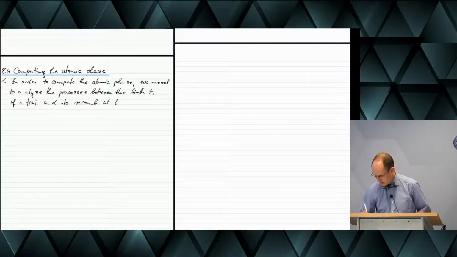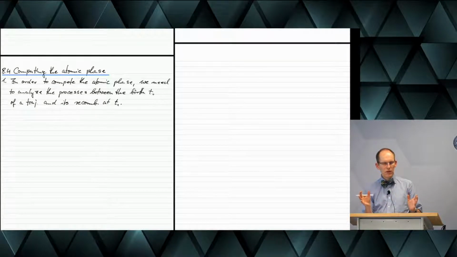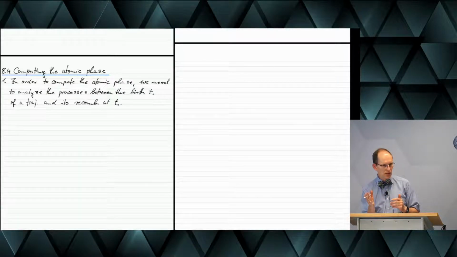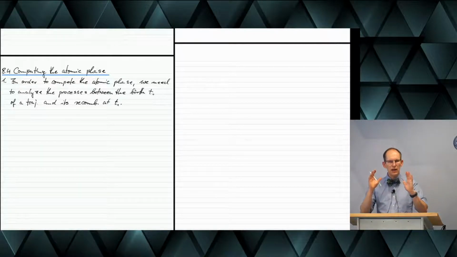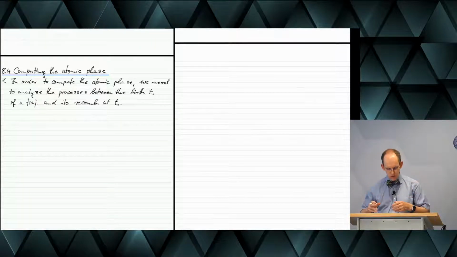At t equals T1. Yeah? And now, if we talk about trajectories that are relevant for high harmonic generation, the difference between T1 and T0 is always smaller than the optical period, right? So this means that we can restrict ourselves to one optical period. Yeah, so we have to take stock of what happens in terms of phase evolution in one optical cycle.